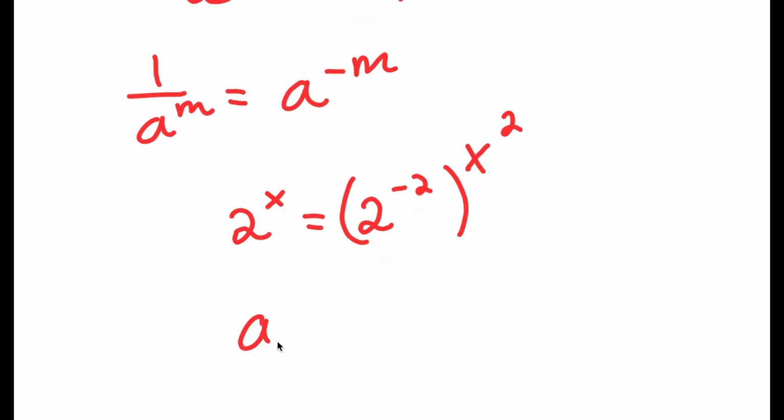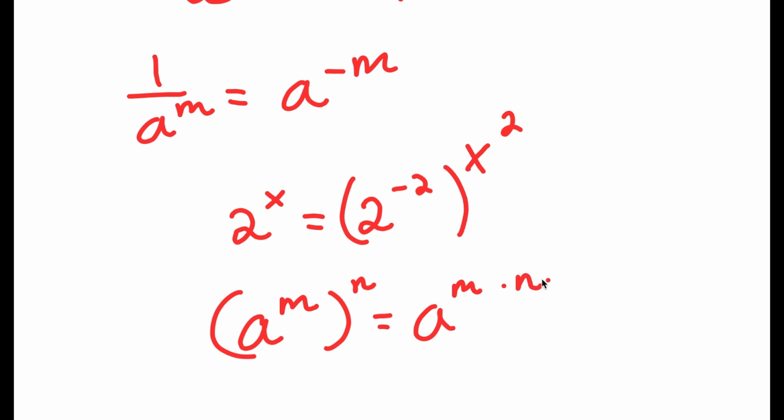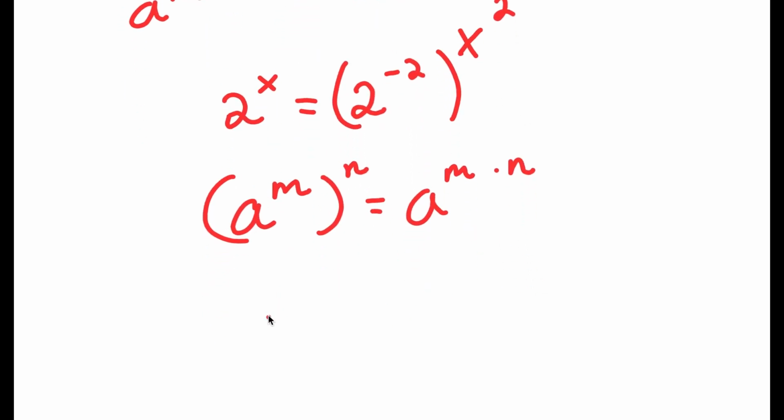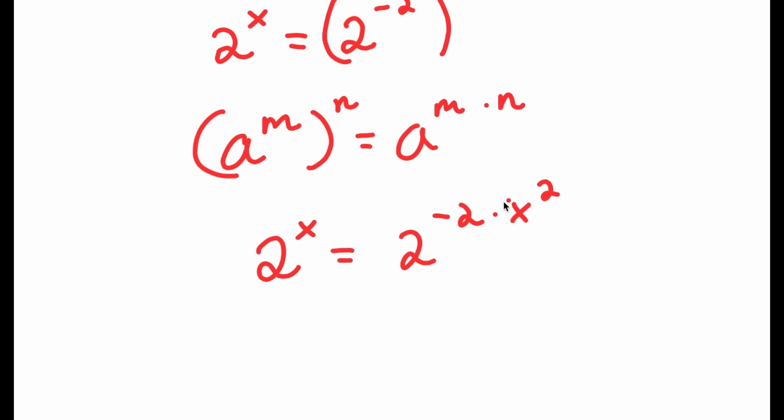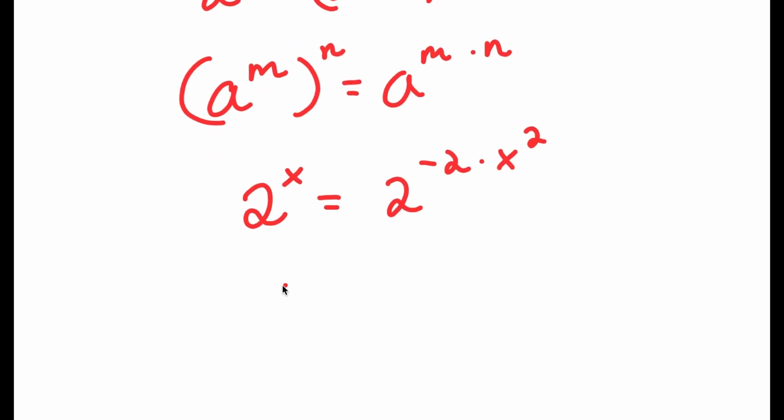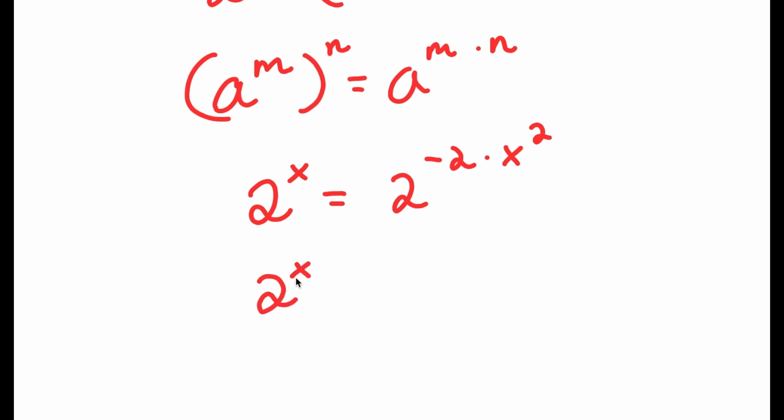Now, if I have something in the form a to the power of m to the power of n, this is equal to a to the power of m times n. So 2 to the power of negative 2 to the power of x squared, that's going to equal 2 to the power of negative 2 times x squared. And negative 2 times x squared, that's negative 2x squared.